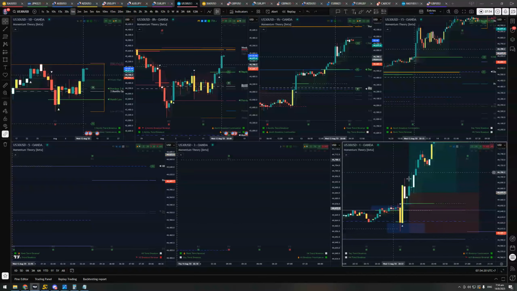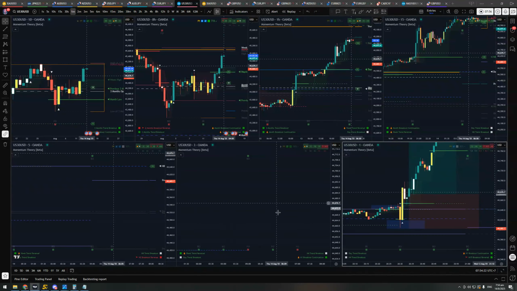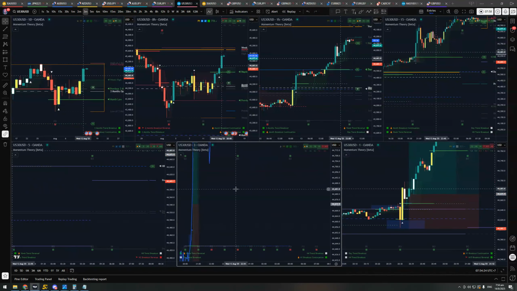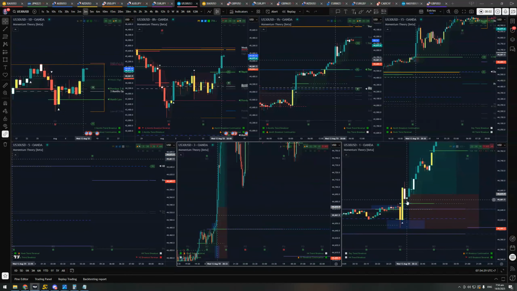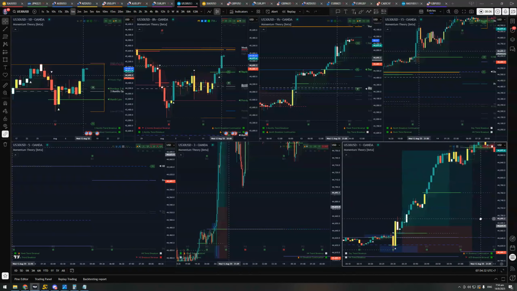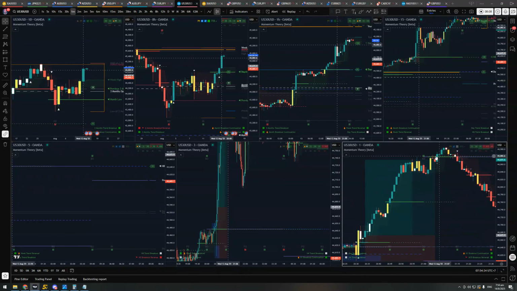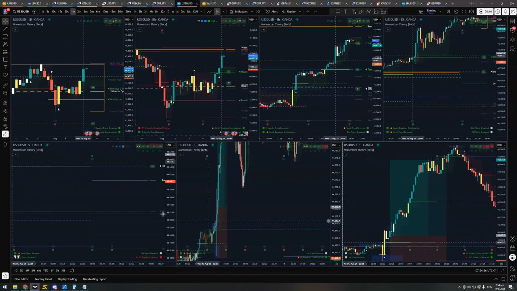So I traded it all on the M1, but the setups show up on every single time frame. So you could have dropped down to the 1 second, but it's also good to know what you're looking for on one chart as well. And held it up to the next momentum cycle, and that was it.